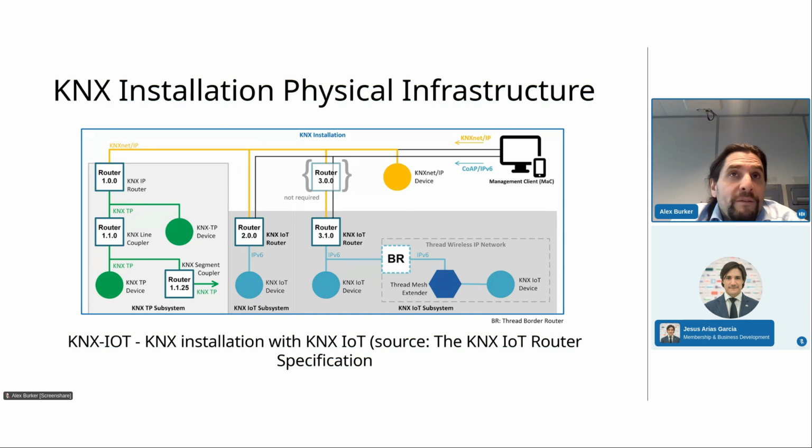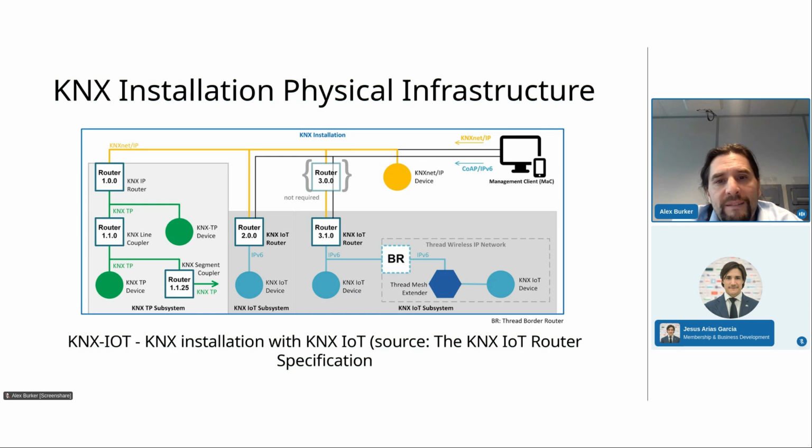So, now we get into the wireless solution. When we look at the right-hand side, we have the Thread network. In the Thread network, we have our KNX IoT devices. Those devices are talking over a specific protocol, Thread. And you need to convert those packets to a system where you can get it back to your standard KNX TP installation.